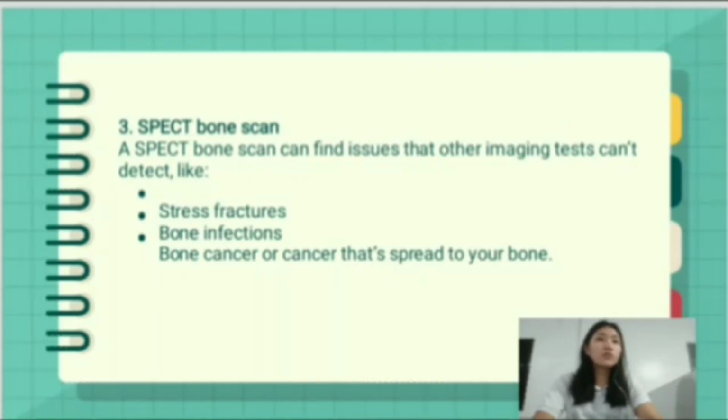The last one is the SPECT bone scan. A SPECT bone scan can find issues that other imaging tests can't detect, like stress fractures, bone infections, bone cancer, or cancers that spread to your bone.